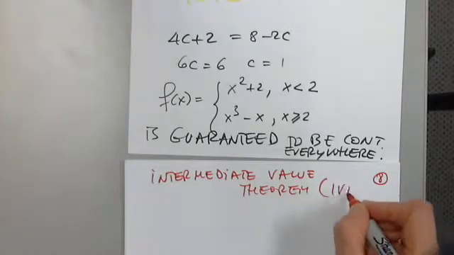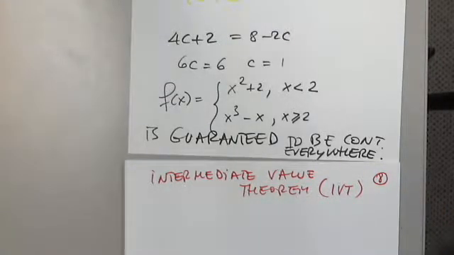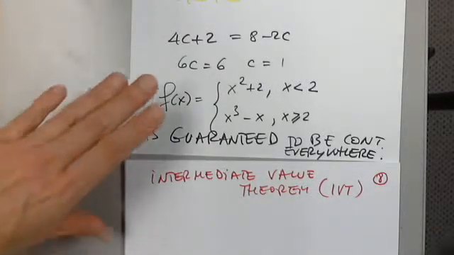Also in short, IVT. I have to say that the intermediate value theorem has limited applications. If the function is not continuous, we cannot apply this theorem. The function must be continuous. That's why this theorem is together with continuity. The function must be continuous, otherwise it's not applicable.